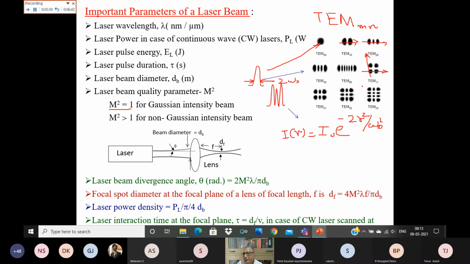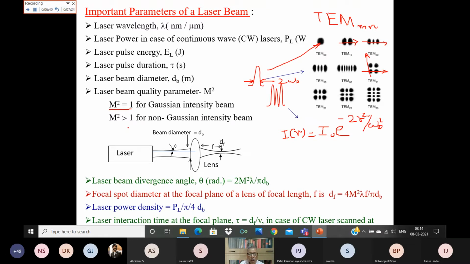Okay, so like that, these are different modes, and in a practical laser system, when you get the laser beam, you may have intensity which can be a combination of all these different modes. So in a real beam, the intensity distribution could be like this. Now, how to identify or express the quality of this laser beam with respect to the Gaussian intensity beam? This is expressed by the M square factor for a non-Gaussian intensity beam, where the value of M square is going to be much more than 1.